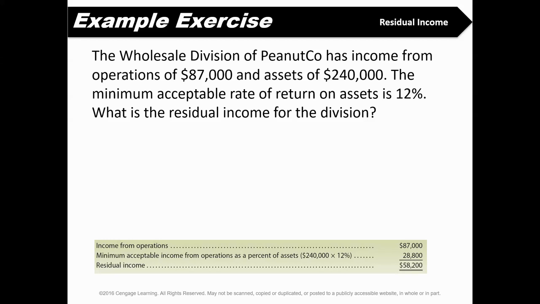So let's break it down. Income from operations is $87,000. The minimum acceptable income from operations is $28,800. We got there by taking the assets of $240,000, multiplying that by our minimum rate of return of 12% to get $28,800. I would take my income from operations, $87,000, subtract out the minimum acceptable income from operations of $28,800 to get the residual income of $58,200. Everyone sees how we got there? Yeah. Great. That's a good example.